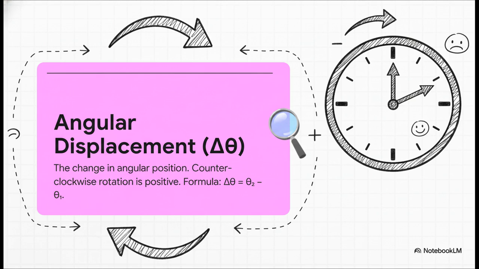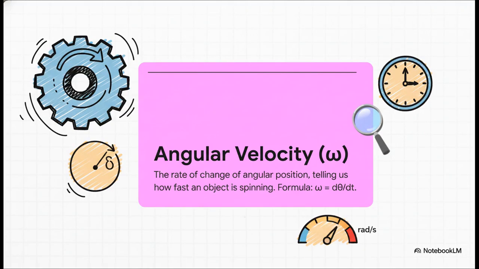Now, by convention, we say counterclockwise rotation is positive and clockwise is negative. A great way to remember this? Just think, clocks are negative. But how fast is it spinning? That's where angular velocity comes in. We use the Greek letter omega for this one.